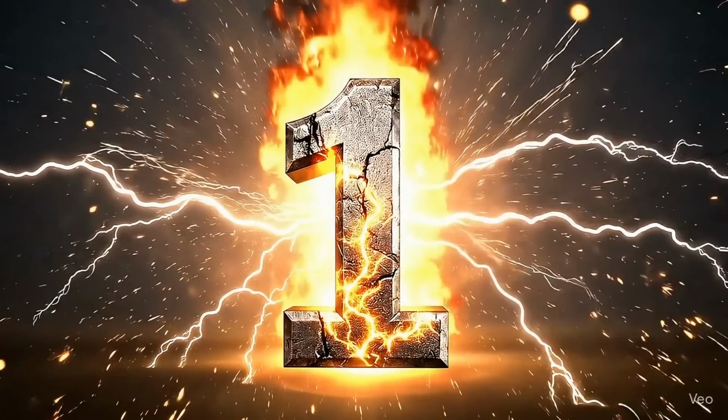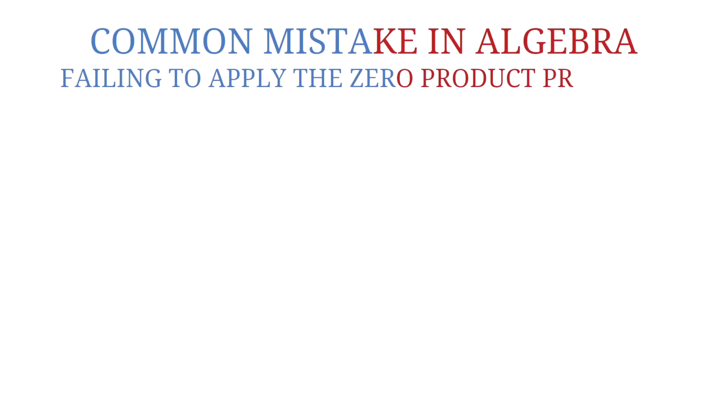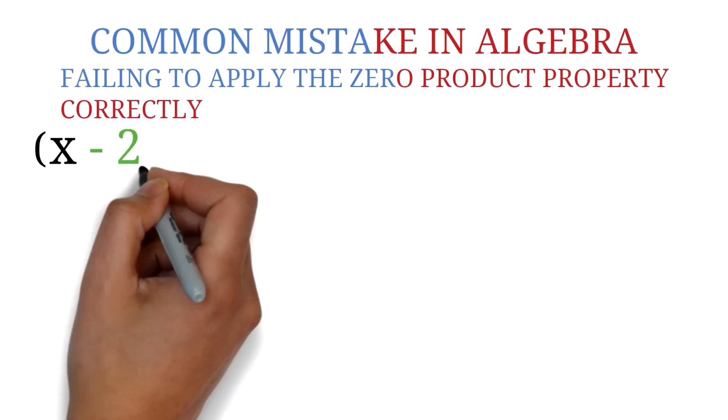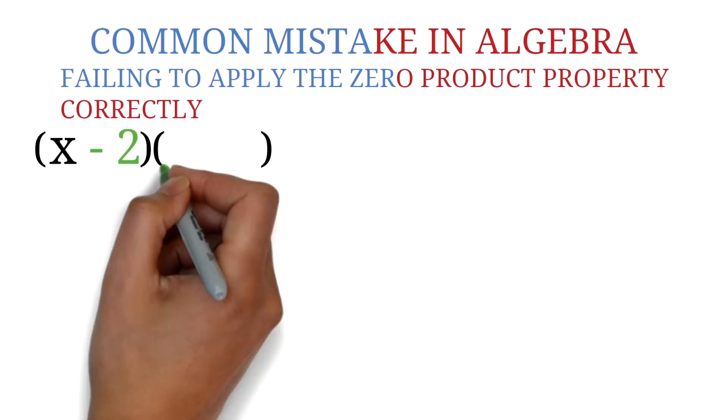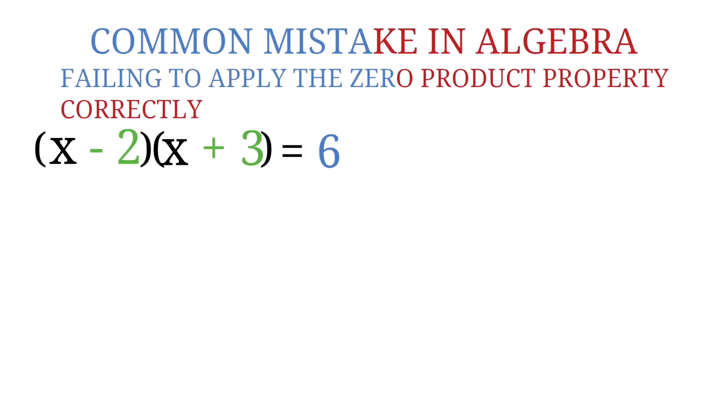And now, the moment you've been waiting for. The number 1 most common algebra mistake is a real aha moment. The number 1 mistake: failing to apply the zero product property correctly. So let's take a look at an example. (x minus 2) times (x plus 3) equals 6. How will you go about solving this?